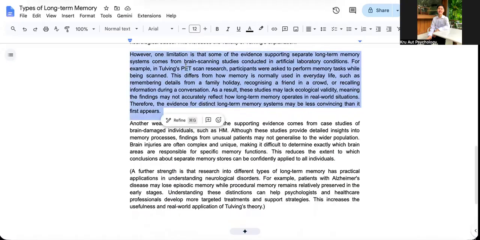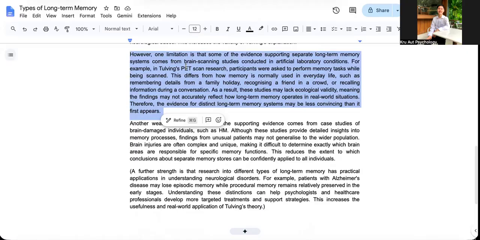For example, in Tulving's PET scan research, since we mentioned that in the strength, we can talk about it again in the weakness. Participants were asked to perform memory tasks while being scanned, or we can simply refer to brain scanning studies in general that look at types of long-term memory, and then explain why it's a weakness. This differs from how memory is normally used in everyday life because it's from an artificial setting, such as remembering details from a family holiday, recognizing a friend in a crowd, or recalling information during a conversation. As a result, these studies may lack ecological validity.